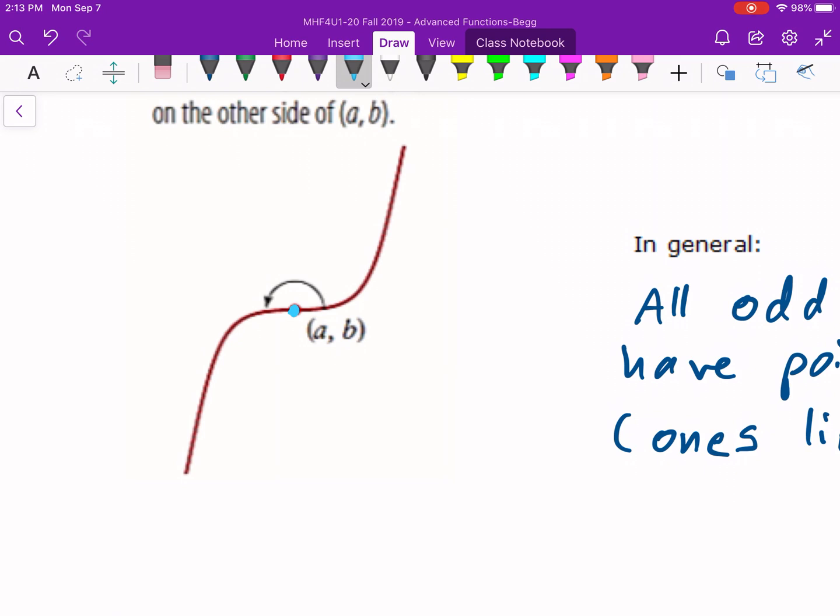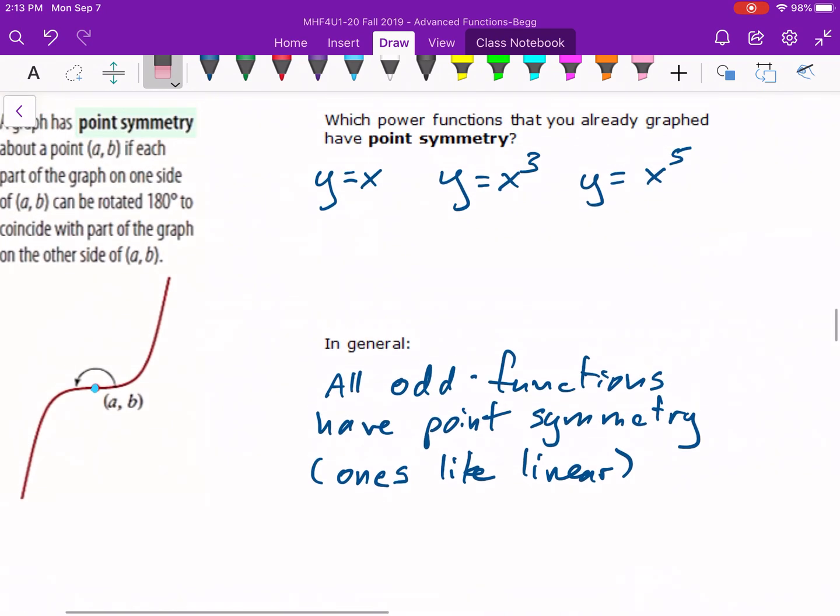Another way I can think of it is if I reflect it twice, if I reflect it this way and then this way, reflect it horizontally and vertically, and it still gets back to what I started with, that also would satisfy that point symmetry idea. Which ones look like this? All the odd functions. So y equals x to the 3, y equals x to the 5. Again, they can have any number in front of them, that is, any leading coefficient, positive or negative. That doesn't matter. But that's point symmetry.